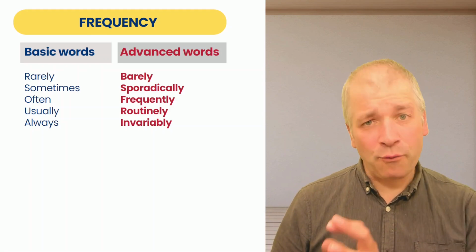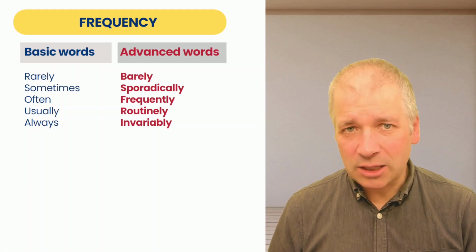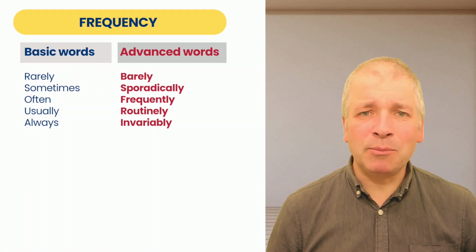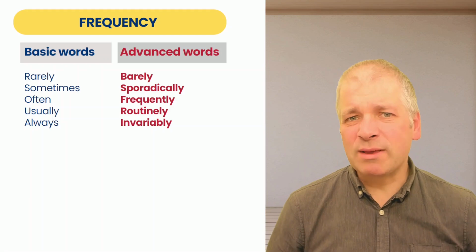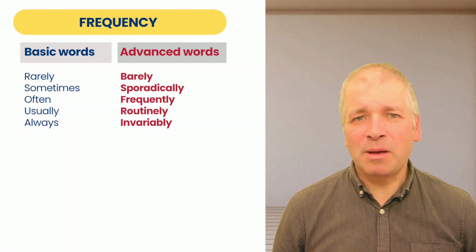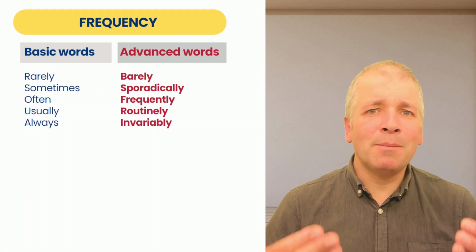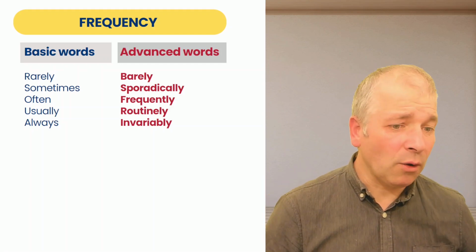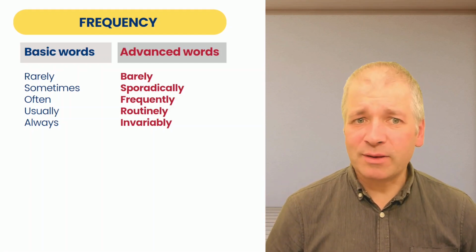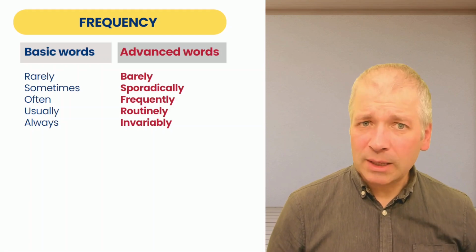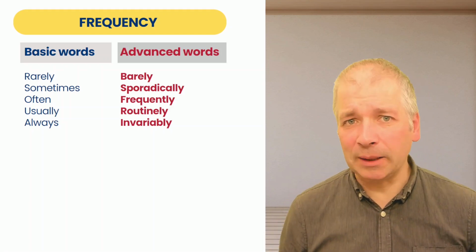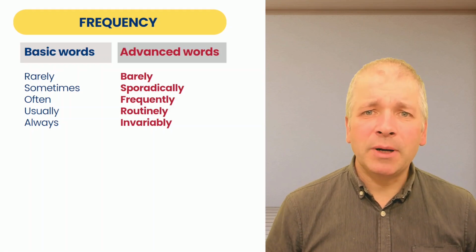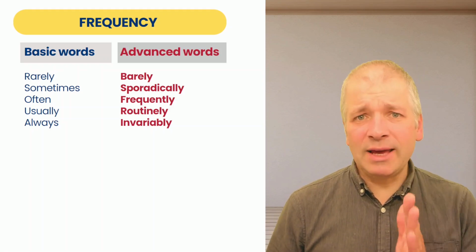Instead of often, frequently is commonly used. When we get to often and frequently, we're becoming a little bit more positive with the time. We're suggesting that something happens more frequently rather than less. And frequently and often both have that sense. Usually could be replaced with routinely. Routinely doesn't mean all of the time, but it means at regular intervals.